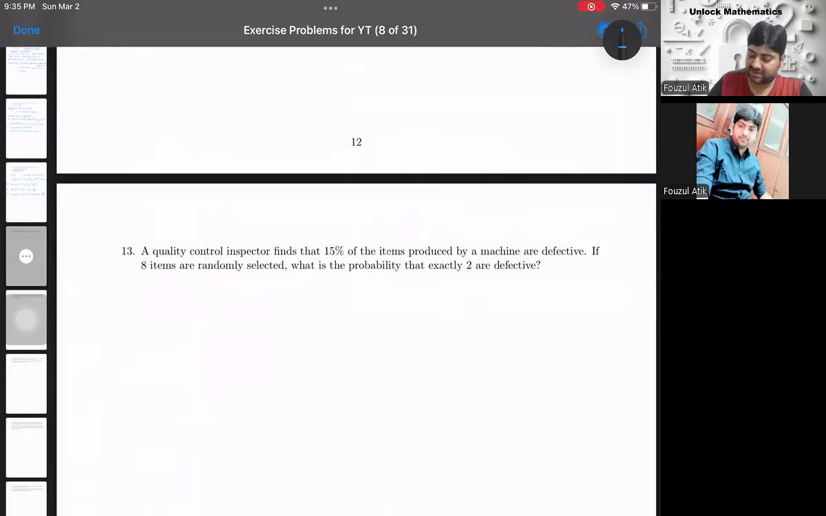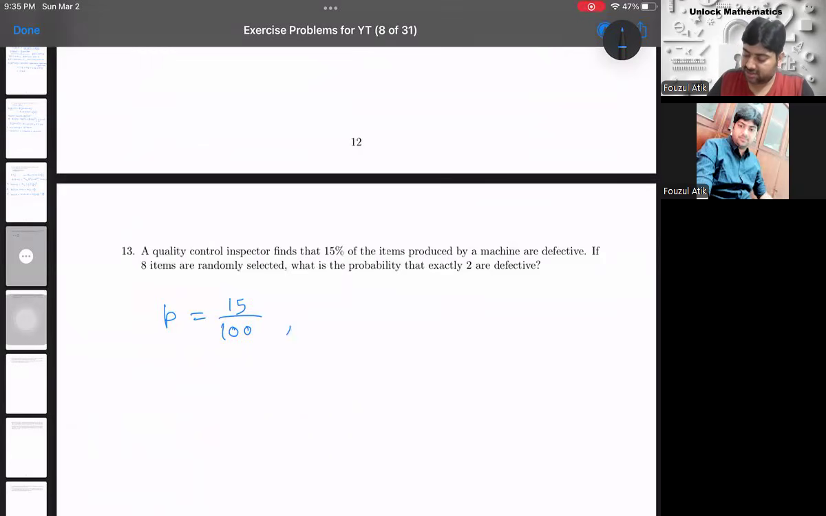And what is that probability? 15%, that means 15 by 100. And here how many items are you selecting? 8, that means you will have 8 trials. Each time your probability of getting a defective piece is 15 by 100. And then you have to find exactly 2 defective. Definitely this will follow the binomial distribution, and you can easily understand.